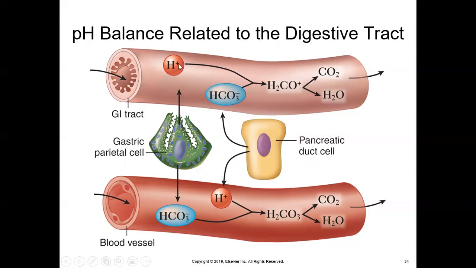So the hydrogen ions that are free floating from the acidic chyme, and the bicarb that is sent in from the pancreatic duct cells, they combine, and then you'll have CO2 and H2O, which are not acidic. And so as it goes down the digestive tract, it becomes more basic.